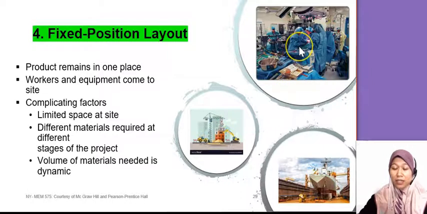For example, in the operating room, the OR, you cannot move the patient around. So this one is also considered a fixed layout. The product remains in one place, and then workers or equipment come to the site. For example, the workers, the crane, all the material coming to the shipyard, and the same goes for the construction of a building. They go to the construction site.